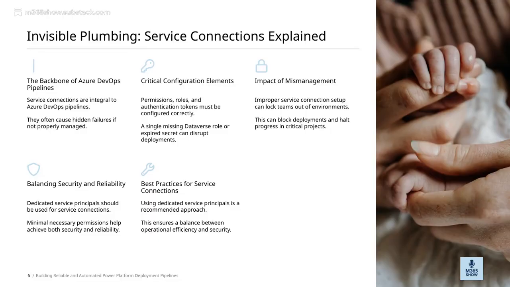Service connections are a core part of Azure DevOps pipelines. Think of them as the backbone. If they're not managed properly, they can cause hidden failures that are hard to diagnose. So, proper setup and ongoing management of these connections are essential for smooth, reliable automation. By following these best practices, we ensure our deployment pipelines are both secure and dependable.